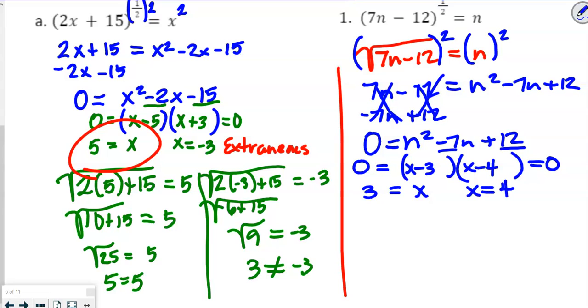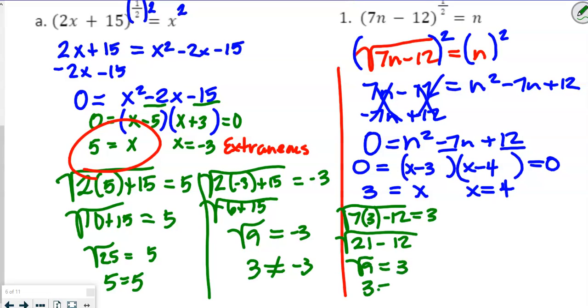Okay, now we're going to actually check both of these. So we're going to do 7 times 3 minus 12. We're going to take the square root of that and set it equal to the 3. So that's 21 minus 12, which is 9, right? What's the square root of 9? It is 3. 3 equals 3, right? Let's do the other one.